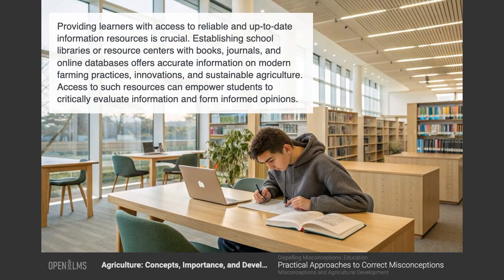Providing learners with access to reliable and up-to-date information resources is crucial. Establishing school libraries or resource centers with books, journals, and online databases offers accurate information on modern farming practices, innovations, and sustainable agriculture. Access to such resources can empower students to critically evaluate information and form informed opinions.